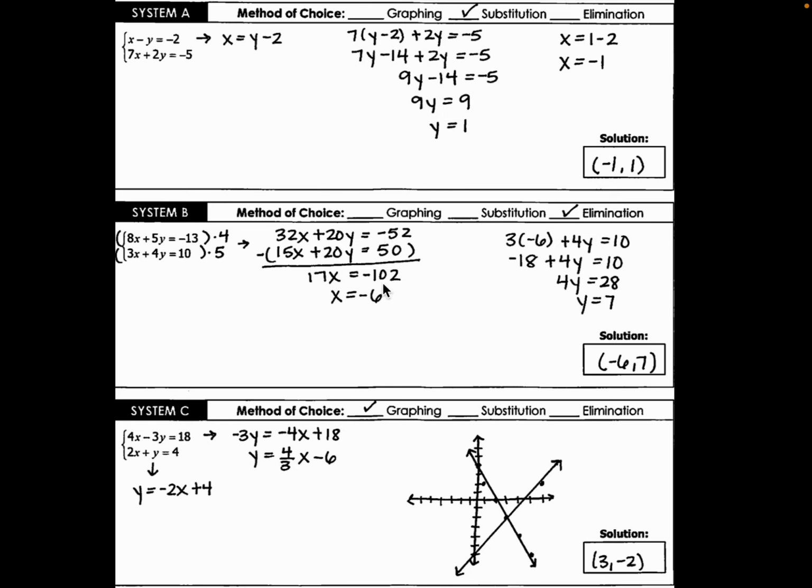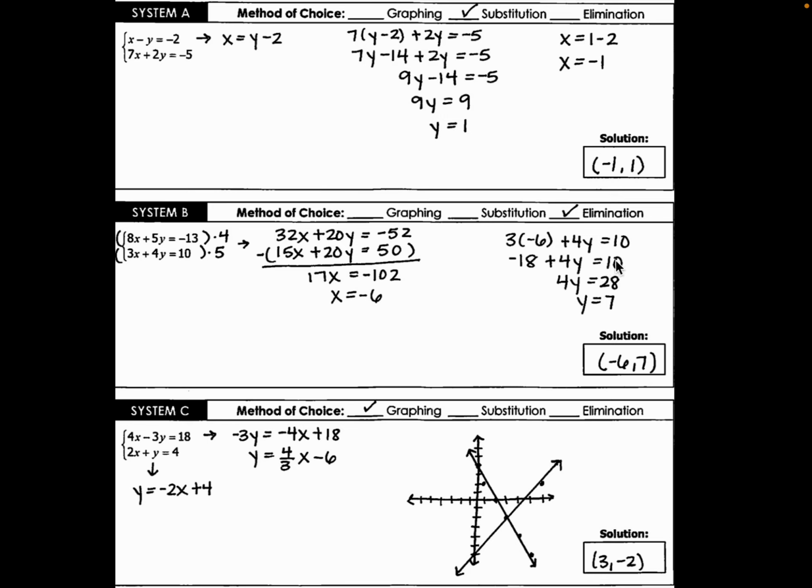We divide both sides by 17 to get the x by itself, and we end up with x equals negative 6. And now that we know what our x is equal to, we can plug that back into one of the original equations to figure out what our y value is. So if we plug it back into this one, we end up with 3 times negative 6 plus 4y equals 10. That gives you negative 18 plus 4y equals 10.